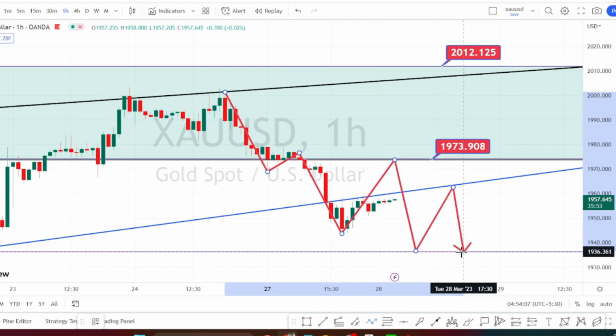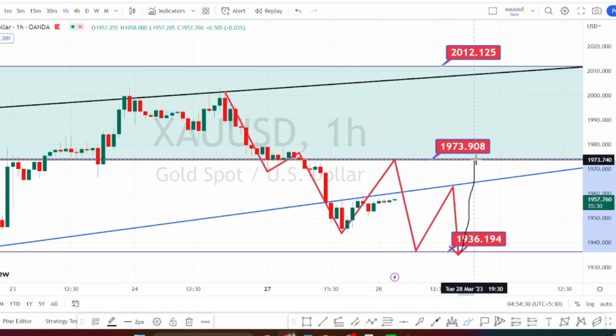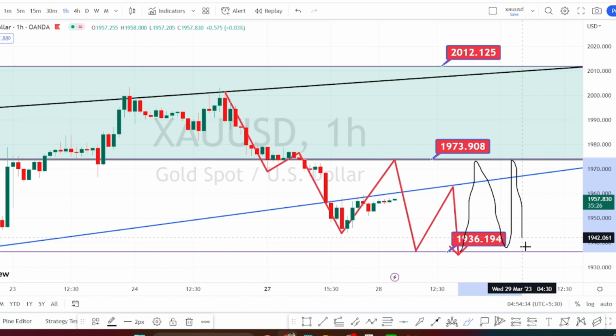1936 is a very strong support, and only when the price action breaks this support level of 1936 we can expect the further continuation of the bearish trend. Till then we can expect the consolidation to continue within this strong resistance level and the strong support level.